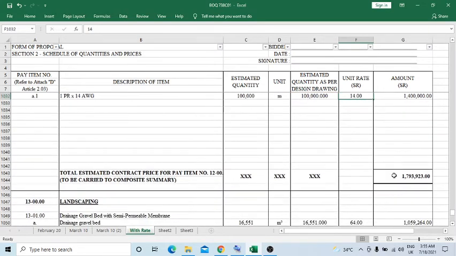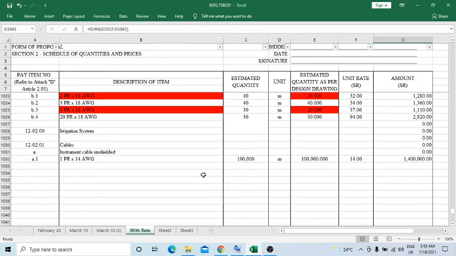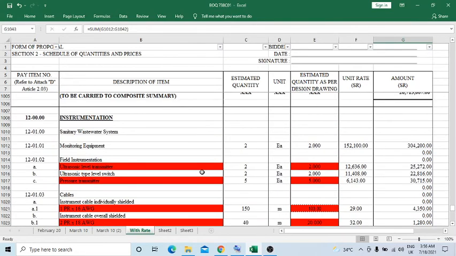Likewise, then the total amount for instrumentation is the total estimated contract price for pay item number 12, which is instrumentation, to be carried to the composite summary. Then 1793923 Saudi Riyal. So now hope you will enjoy this video for BOQ of instrumentation system.